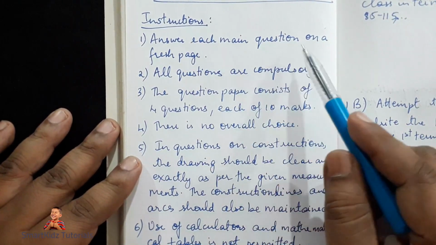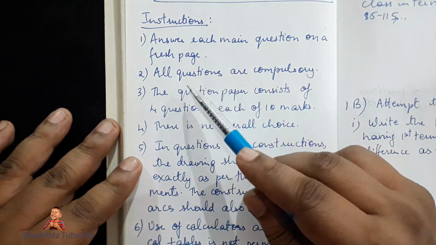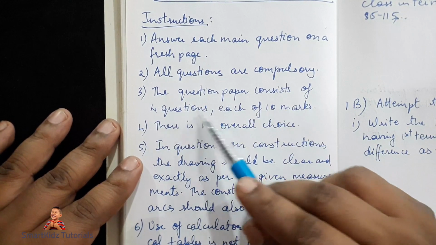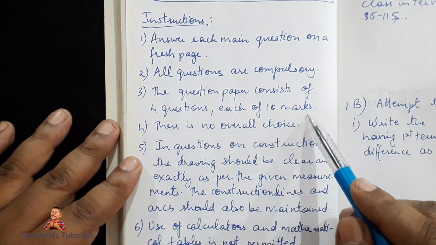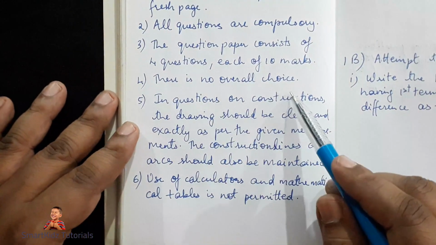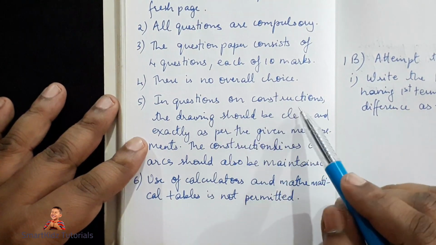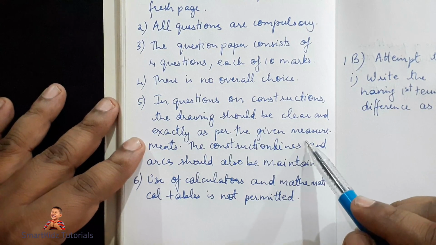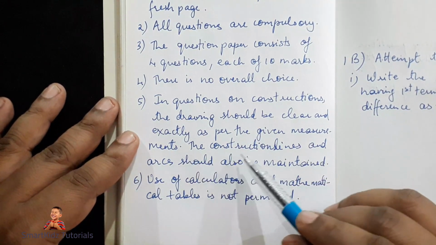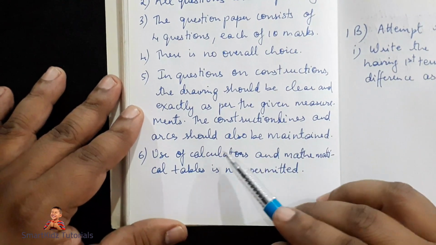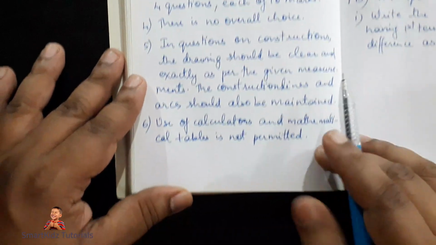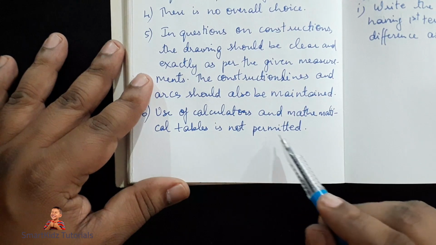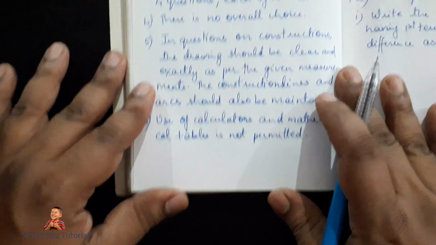Answer each main question on a fresh page. All questions are compulsory. The question paper consists of 4 questions, each of 10 marks. There is no overall choice. In questions on construction, the drawing should be clear and exactly as per the given measurements. The construction lines and arcs should also be maintained. Use of calculators and mathematical tables is not permitted.